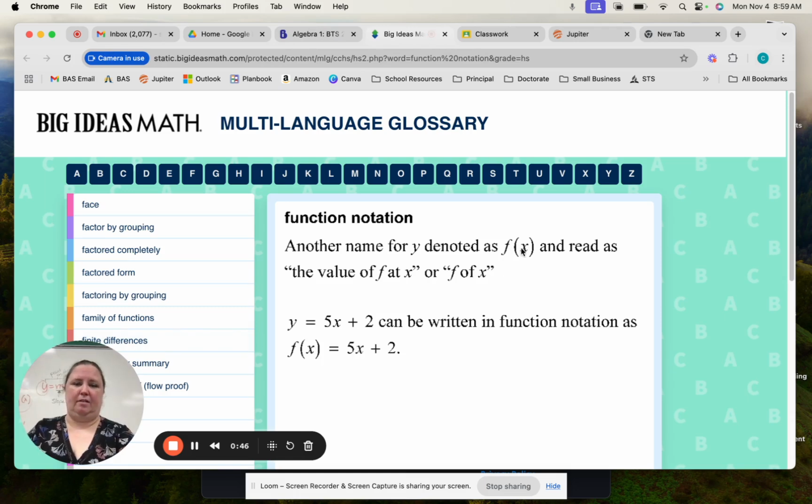So when you see this f and then parentheses x, you read that as f of x. So the parentheses mean of, which also means times in our mathematical world, but you read it as f of x.